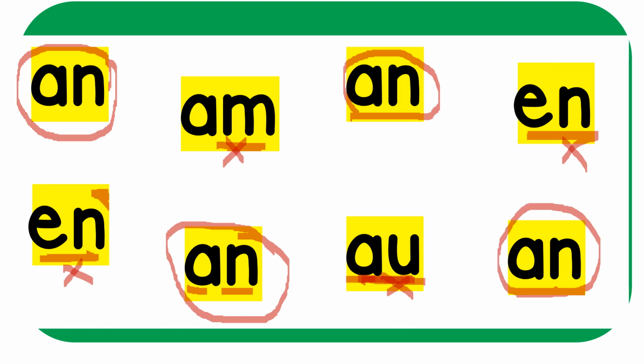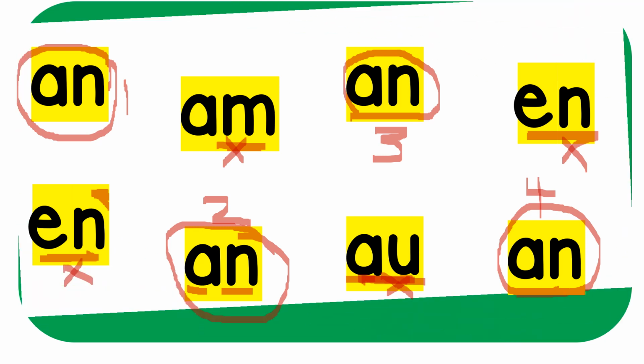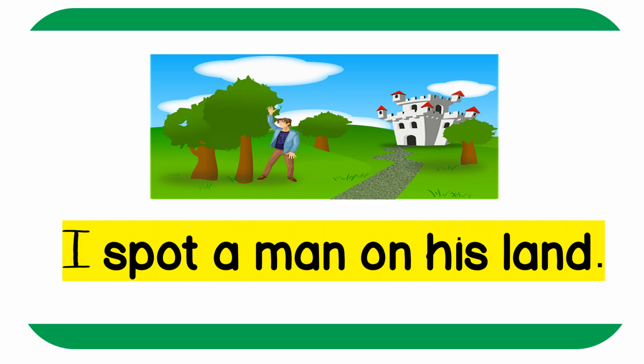An. How many times can we find the word an? 1, 2, 3, 4 times. Good job. Now, let's read the sentences. We are going to look for the words that have the word an. Can you spot them? Look, look, look.